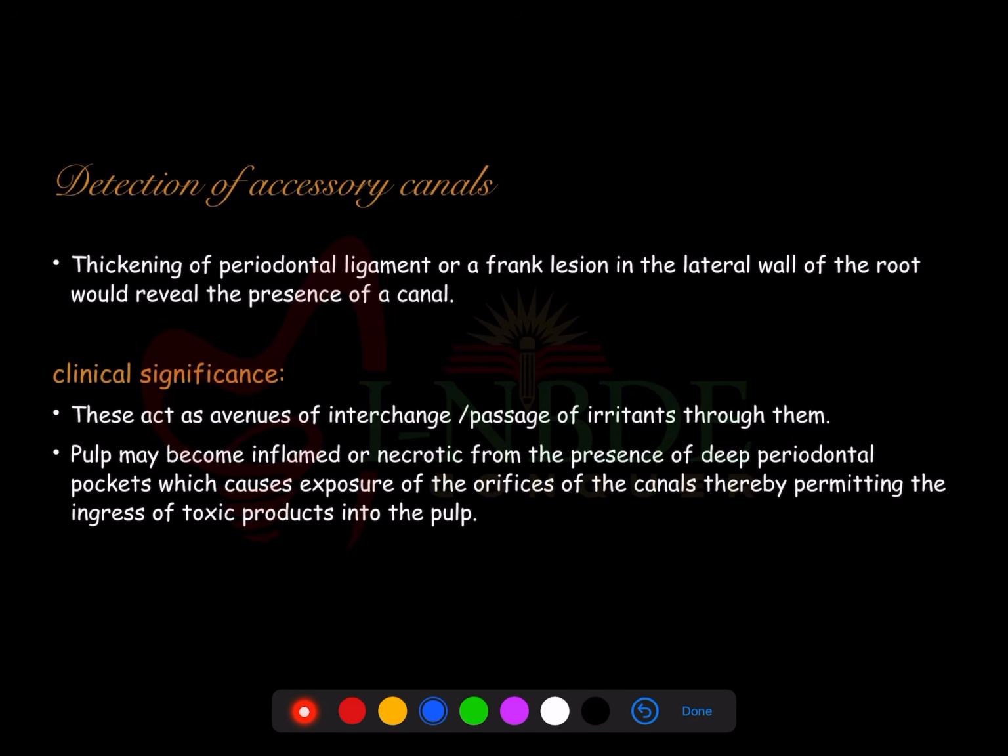Detection of accessory canals: how can you detect an accessory canal? When you are looking at the periodontal ligament during your radiographic observation, observe the thickness of the periodontal ligament space. Suddenly you can see a bubble, or some deviation on the lateral wall of the root. If this is your root and you see your periodontal ligament like this, and suddenly you see some morphological change, some extra thing, then you can predict that there is some chance of an accessory or lateral canal in that particular area.